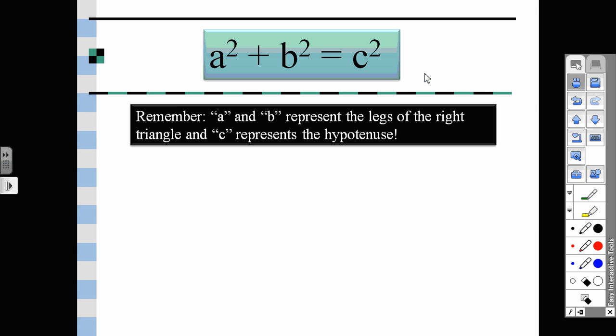This is going to be really important so that when you are given a right triangle with a missing side, you know which numbers to plug in where. Because if you plug them in the wrong place, you're going to solve and get the wrong thing.